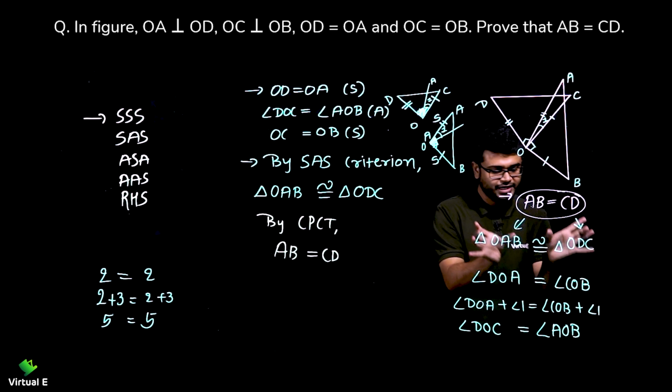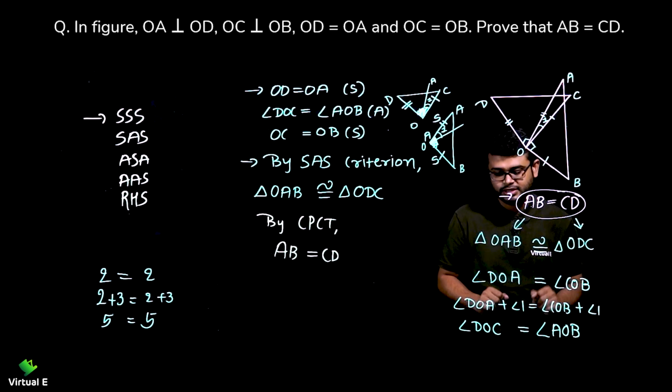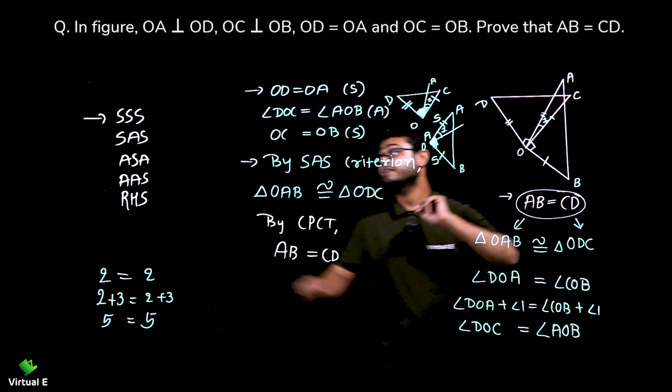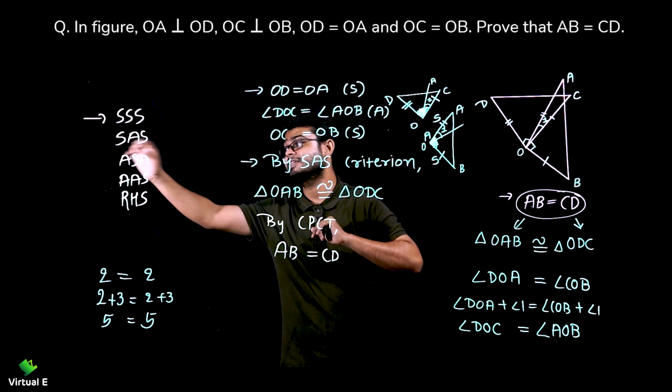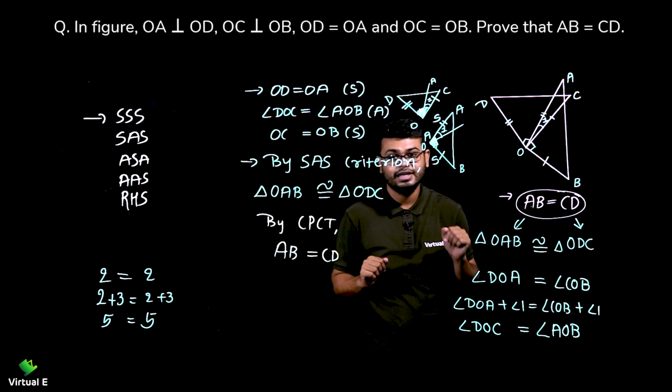Identify the triangle. So we identified the two triangles. We are going to prove those two triangles congruent, right? For that we have two sides, so either SSS or SAS. But why SAS we focused on? Because angle was given 90 degree.